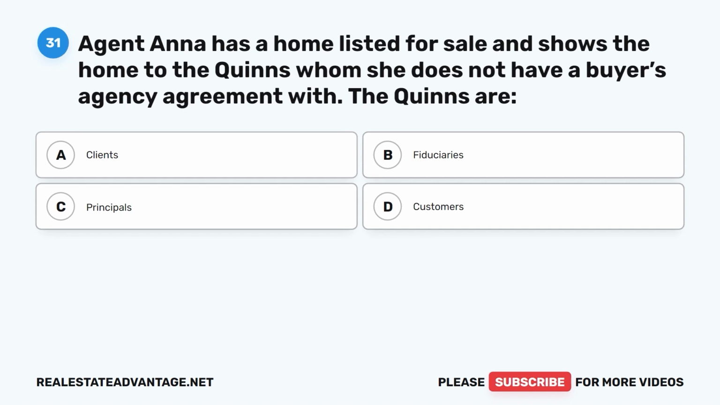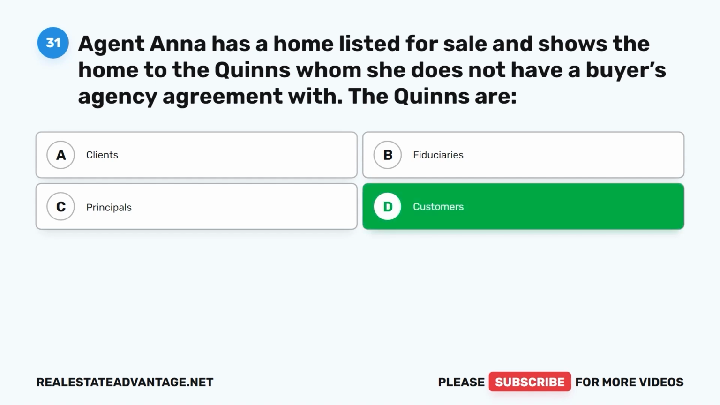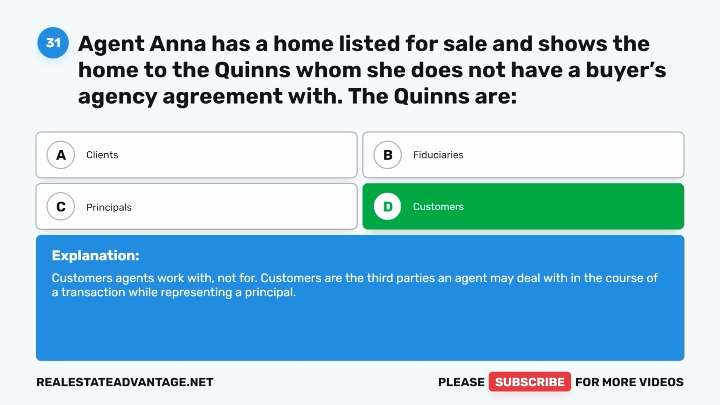Question 31. Agent Anna has a home listed for sale and shows the home to the Quinns, whom she does not have a buyer's agency agreement with. The Quinns are A. Clients, B. Fiduciaries, C. Principals, D. Customers. The correct answer is D. Customers. Customers are agents work with, not for. Customers are the third parties an agent may deal with in the course of a transaction while representing a principal.